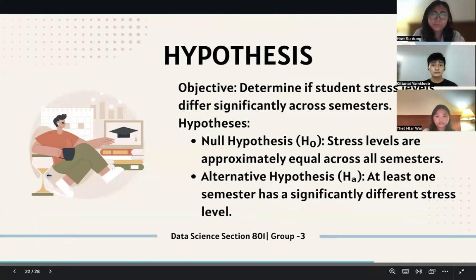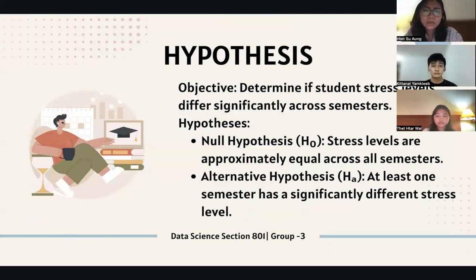For our hypothesis, our objective is to determine whether student stress level is significantly different over semesters or not. So we have two hypotheses. One is the null hypothesis, H0, in which stress levels are approximately equal over all semesters. The other is the alternative hypothesis, in which at least one semester has a significantly different stress level.